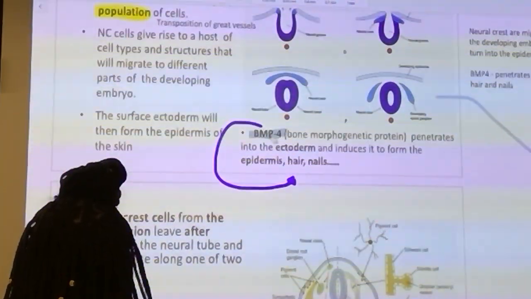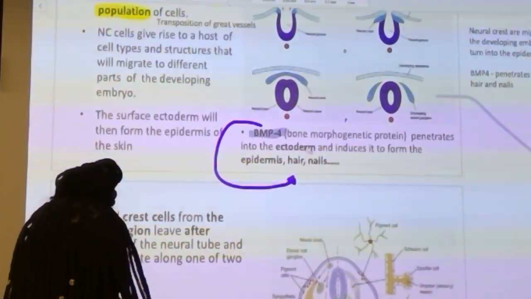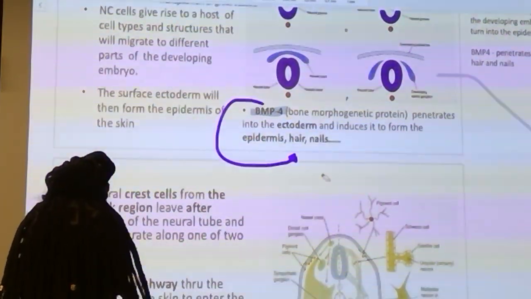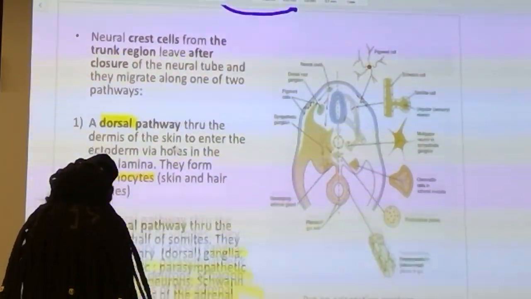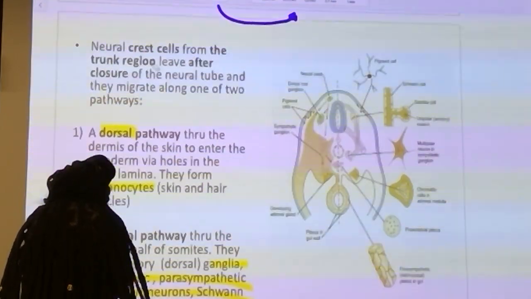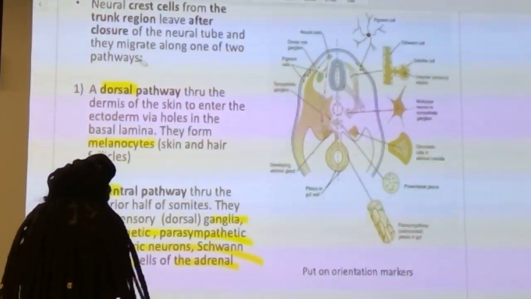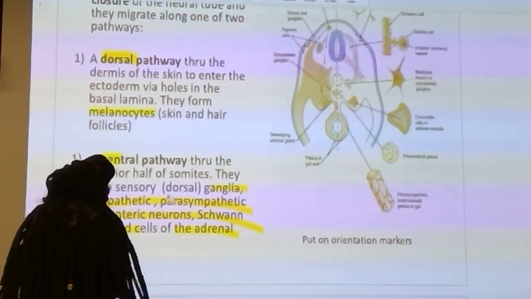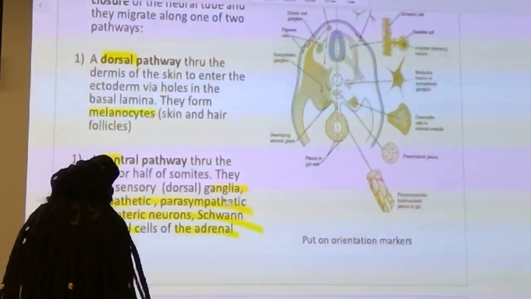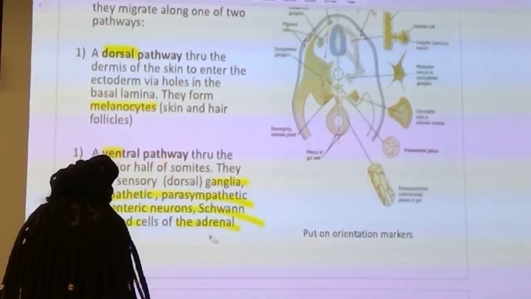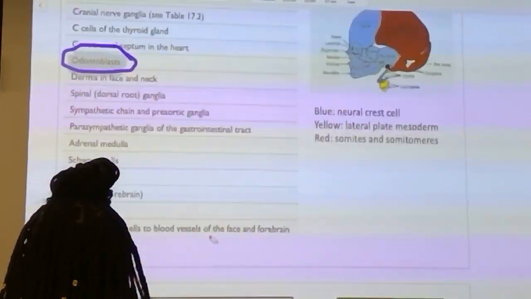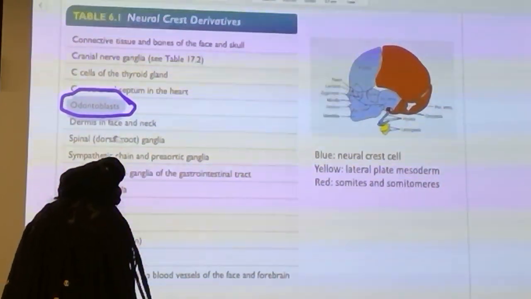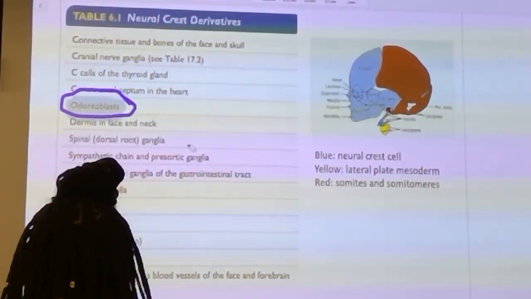Okay. And just know BMP4 makes your special keratin, so it makes your skin, hair, and nails. Okay, so the dorsal pathway for neural crest migration makes your melanocytes. The ventral pathway makes your peripheral nervous system. And just know that odontoblasts, so your teeth, are made by neural crest cells.